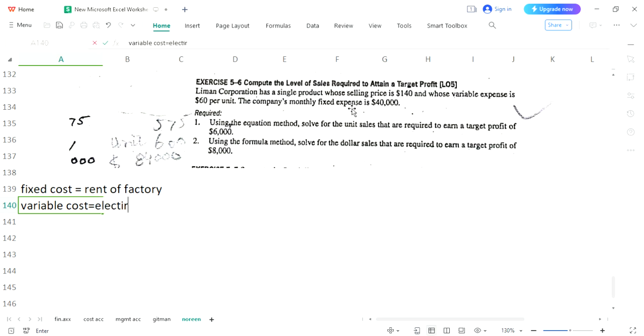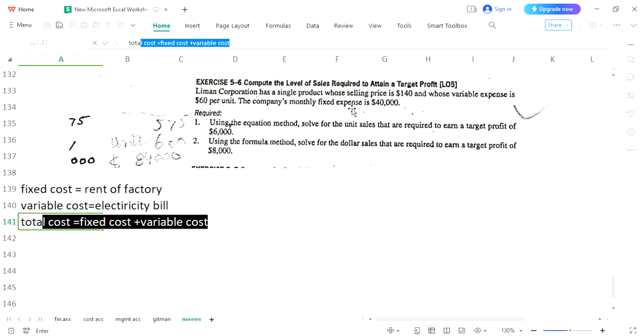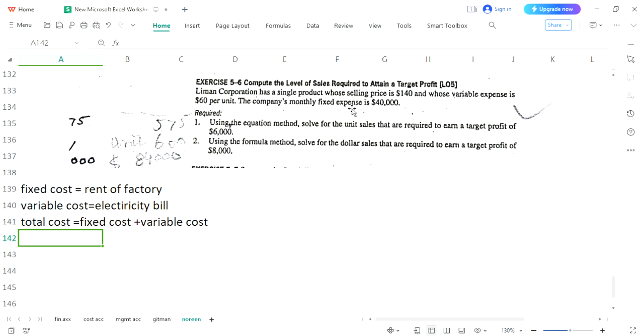As you can see, the more work you do, the more sales you make, and the more your level of production increases, the electricity bill will increase. Less production means a lower electricity bill. So it would be considered a variable cost. Then you saw total cost and how it comes. When you add your fixed cost to your variable cost, you get your total cost. And then you learned contribution margin calculation.